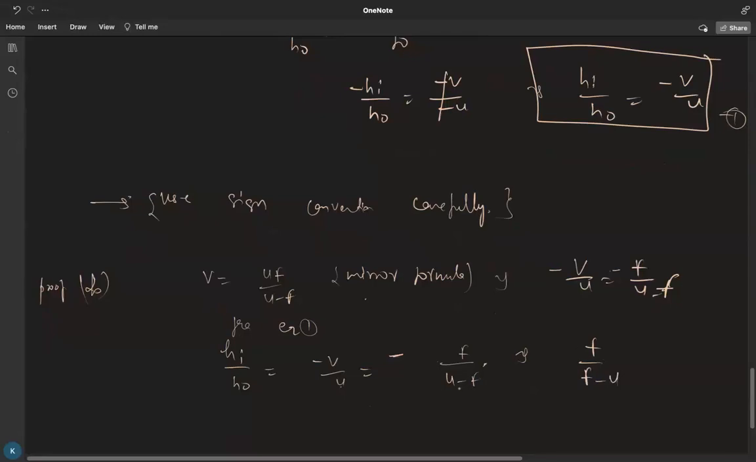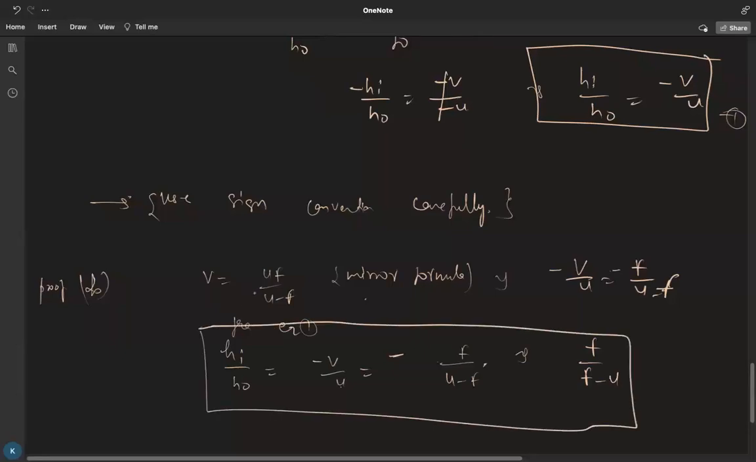I just take the negative sign common from the denominator. So it is equal to f by f minus u. I hope it will be clear to all of you. This is the thing that we are going to prove, and here we actually prove it. I just use the mirror formula here. The mirror formula is v equal to u by u minus f, and I just take minus v by u. It is equal to minus f by u minus f. I hope this will be clear to all of you.